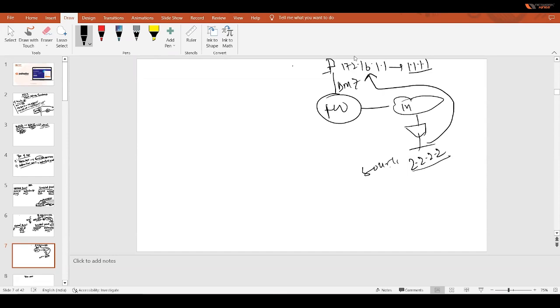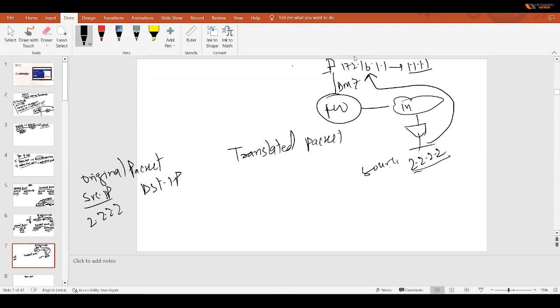So as I said, always we will think about it like this. Original packet, and there is translated packet. So at the original packet, what is my source IP? Source IP is 2.2.2.2. What is my destination IP, guys?